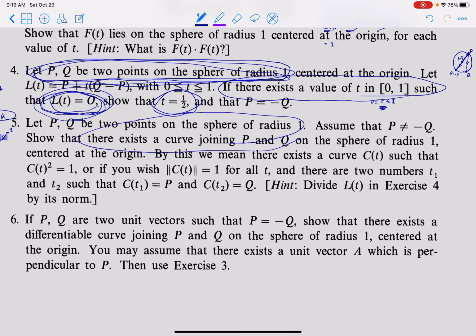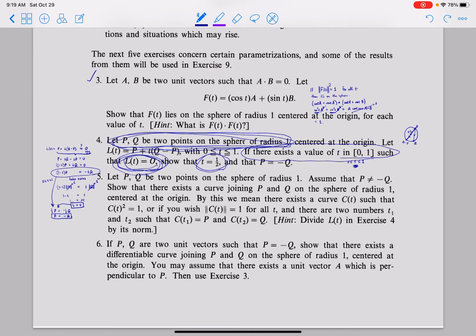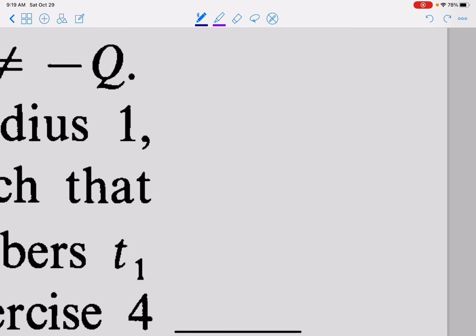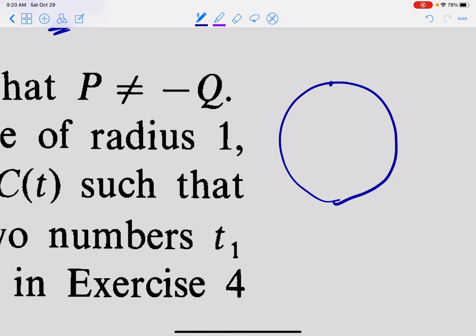Okay, let's do number 5. Let p and q be points on the sphere. Assume that they are not on opposite sides. Show that there exists a curve joining p and q on the sphere of radius 1. We know from the previous two problems that for any 2 points p and q that are not on opposite sides, this straight line will not go through the origin. And we know a formula for this straight line. That line was L(t) = p + t(q - p).